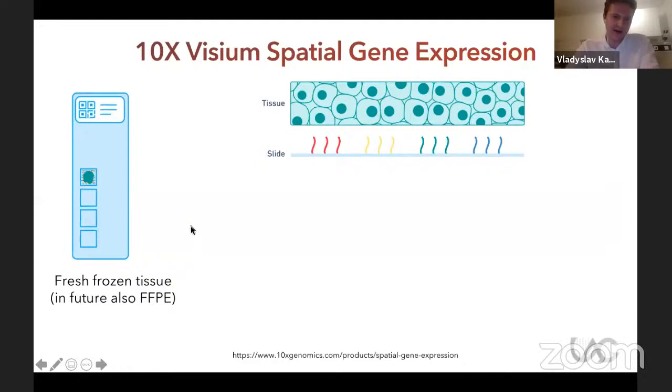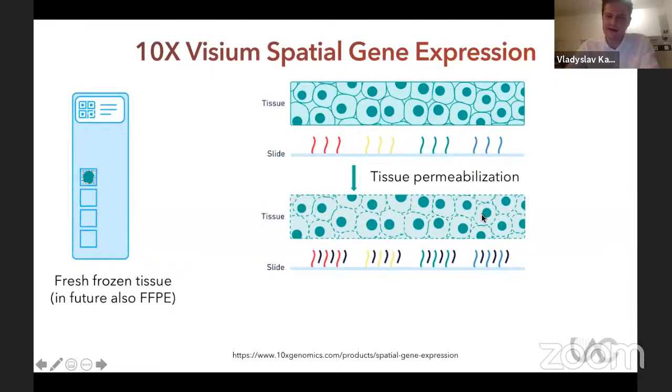So you make 10 micrometer slices out of your fresh frozen tissue and put them onto the capture area, as you can see here in the picture. The next thing you do with your tissue is permeabilize it. Permeabilization of the tissue means that the membranes are more leaky, so that the messenger RNA molecules contained in the cells can reach out of the tissue and bind to the primers.